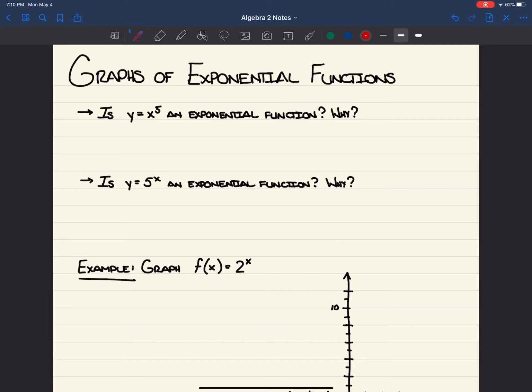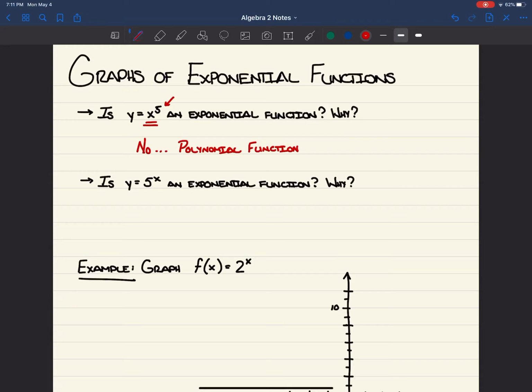I got two quick questions here before we start with what is an exponential function. The very first question says, is y equals x to the fifth an exponential function? This is not an exponential function, because it is a polynomial function. We talked a lot about polynomial functions back in January and February, where you had x to some whole number positive power. Here we have x to the fifth power, which was what we called a quintic polynomial. So this is not an exponential function.